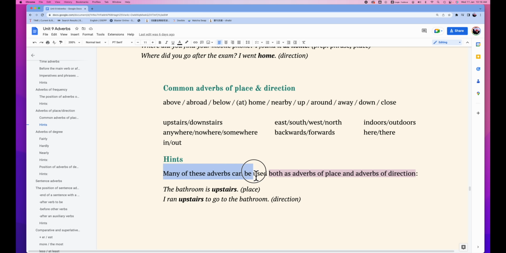Many of these adverbs can be used both as adverbs of place and adverbs of direction without changing the spelling. Example, the bathroom is upstairs. I ran upstairs to go to the bathroom. Both of them, upstairs, can function as a place and function as a direction without changing the spelling.